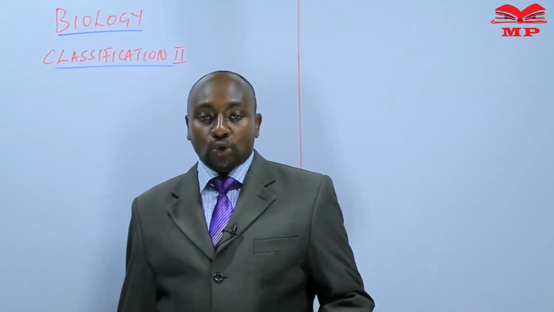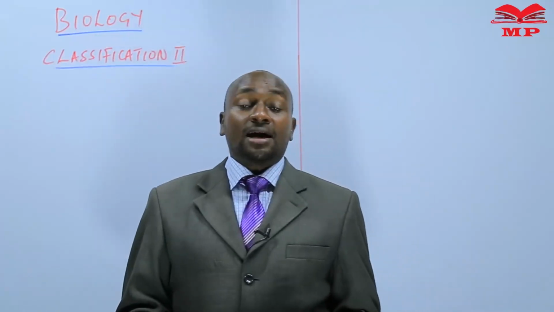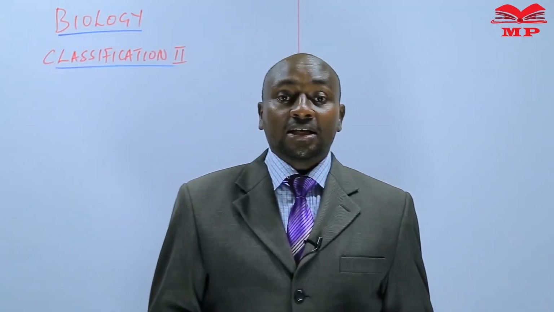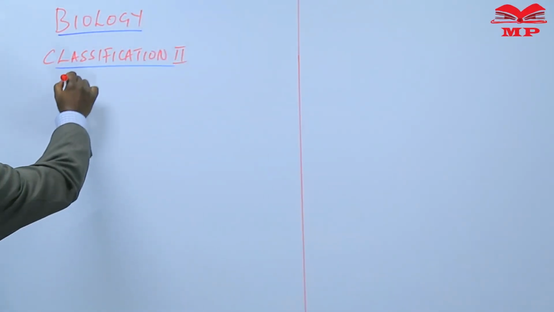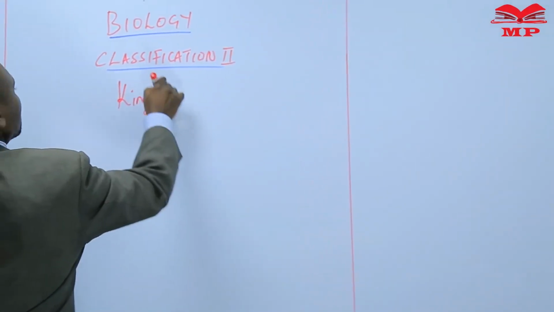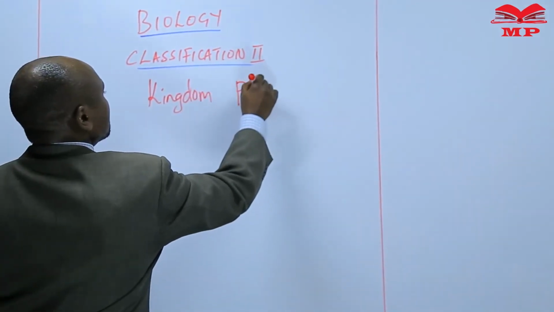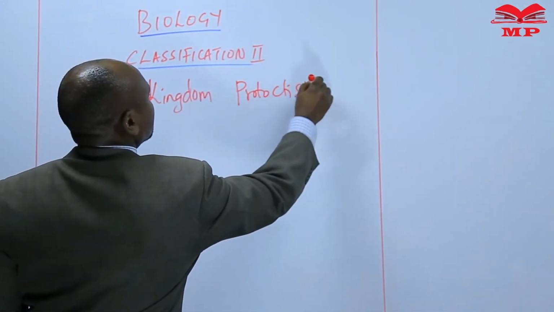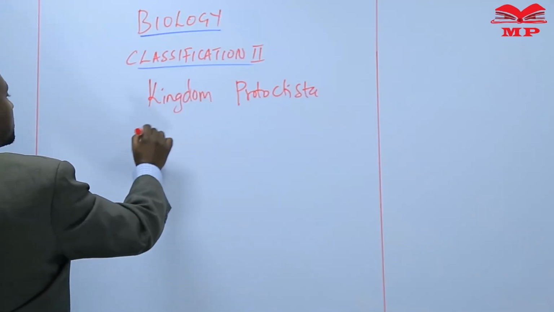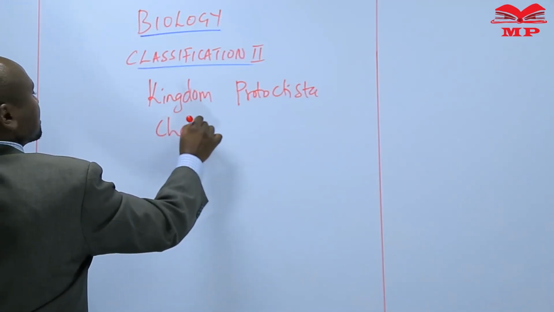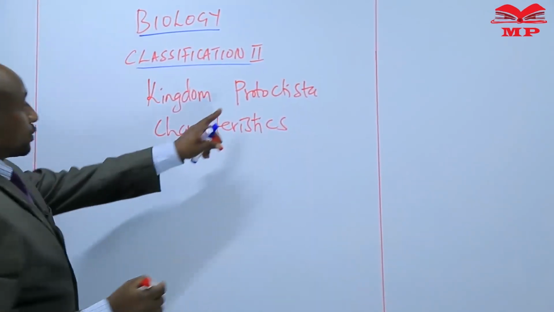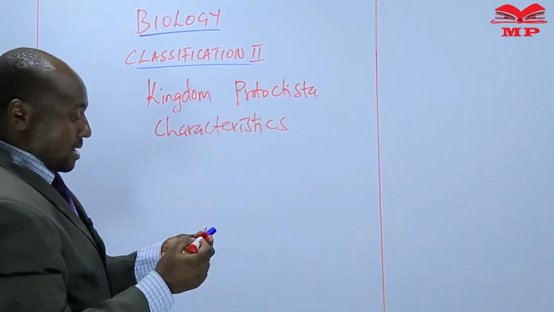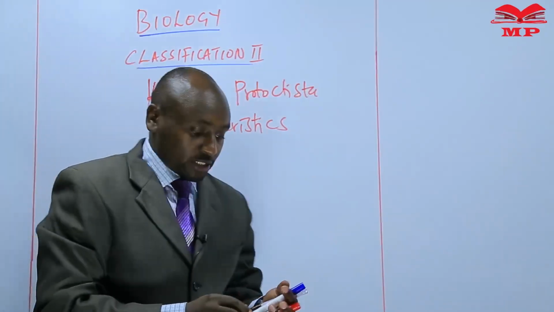So today we are going to continue with the characteristics and see more characteristics as far as the kingdom Protoctista is concerned. So it's kingdom Protoctista, and we are looking at characteristics. Protoctista should start with a capital P. So a point to note there.